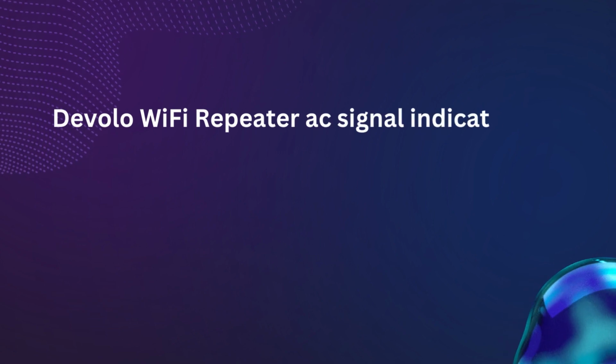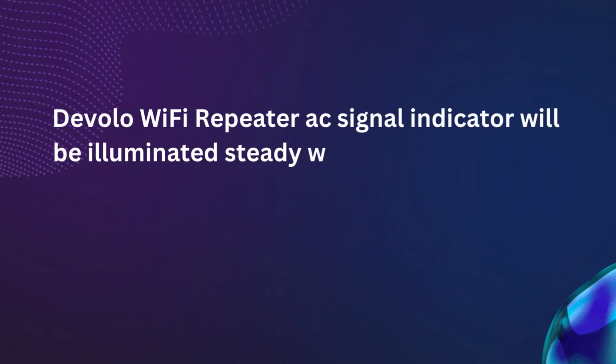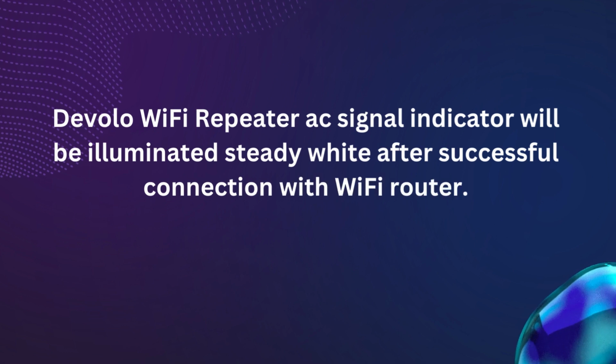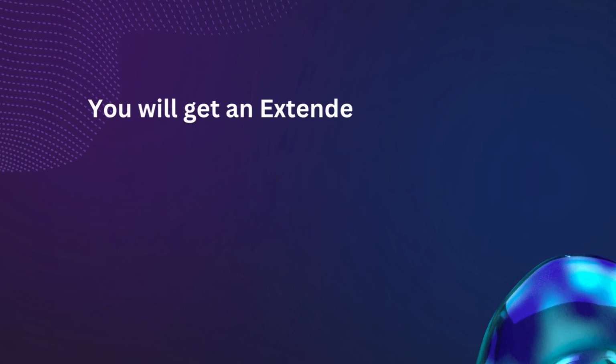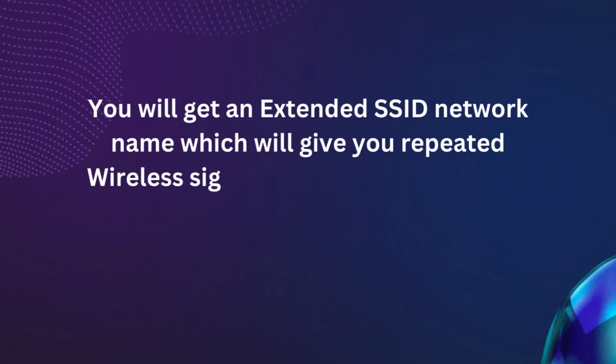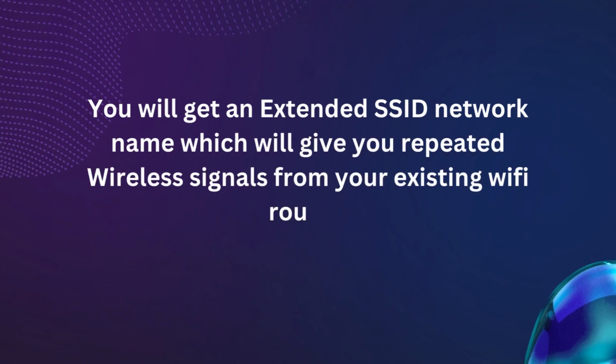The Devolo WiFi repeater AC signal indicator will be illuminated steady white after a successful connection with the WiFi router. You will get an extended SSID network name, which will give you repeated wireless signals from your existing WiFi router.